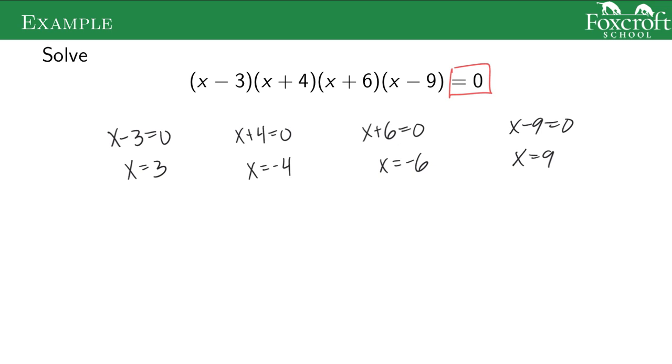This property is really useful when solving equations. If you can break your equation down into smaller pieces, then you just set each of those smaller pieces equal to 0, and those are a lot simpler to solve. Solving this big thing equal to 0 is not easy, but solving all these individual linear equations is much easier.